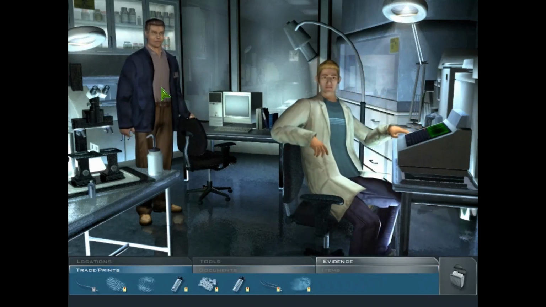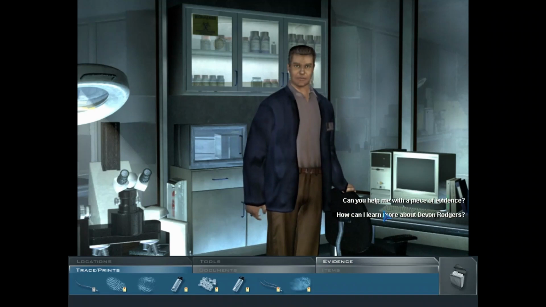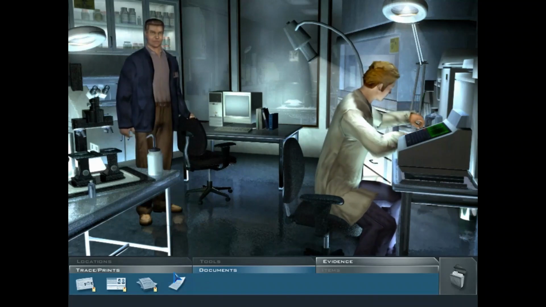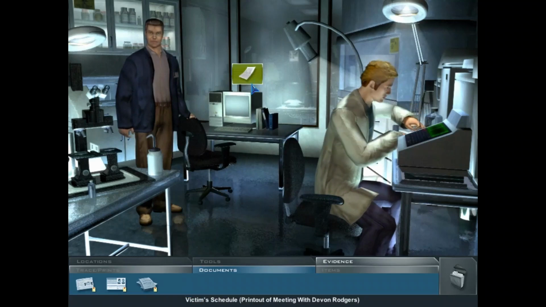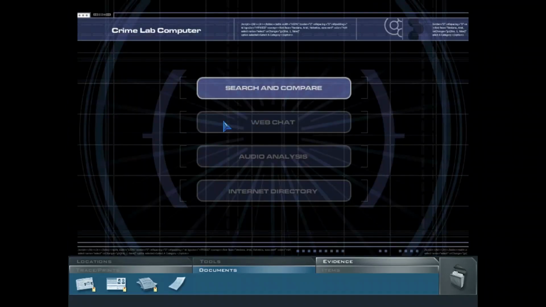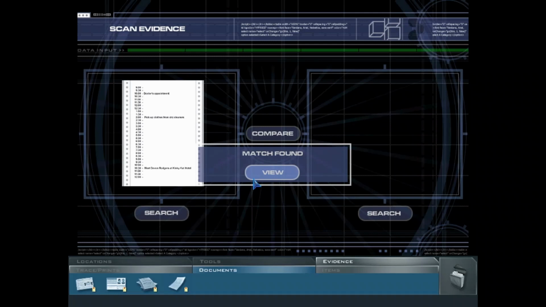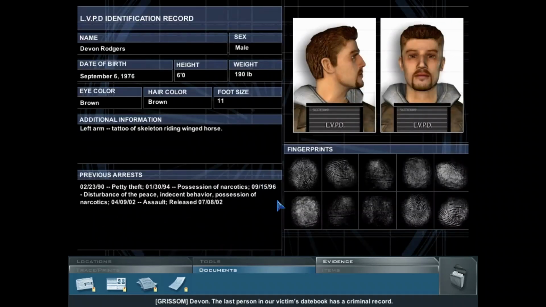What do you need? What can I do for you? Drag the print out of Kylie's schedule on the search screen of our lab computer and run a search. See what comes up. Devon, the last person in our victim's date book, has a criminal record. Some recent temper control problems. Let's file that in our suspicious folder.